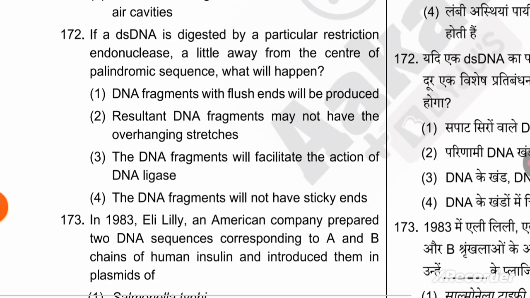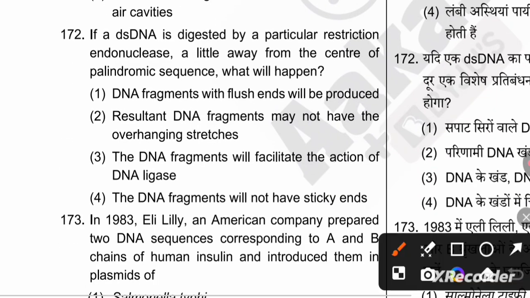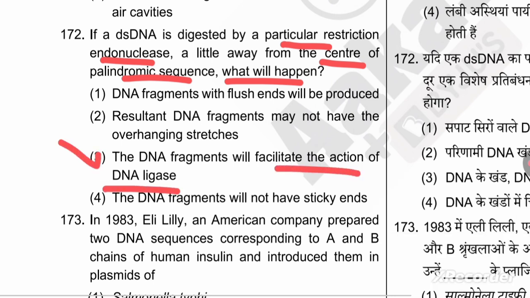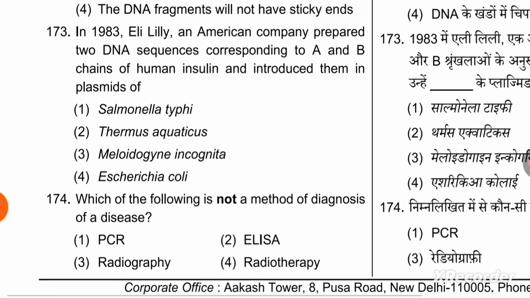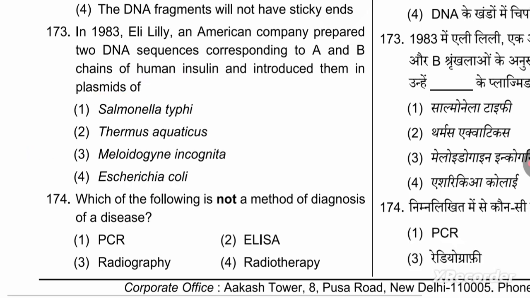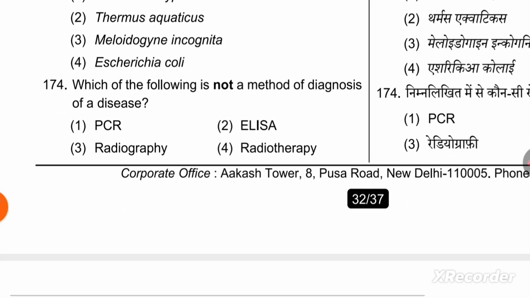172 question. If double-stranded DNA is digested by a particular restriction endonuclease enzyme a little away from the center of the palindromic sequence, what will happen? In this case, the DNA fragment will facilitate the action of DNA ligase. 173 question. In 1983, Eli Lilly, an American company, prepared 2 DNA sequences corresponding to chains A and B of human insulin and introduced them in the plasmid of E. coli bacteria.